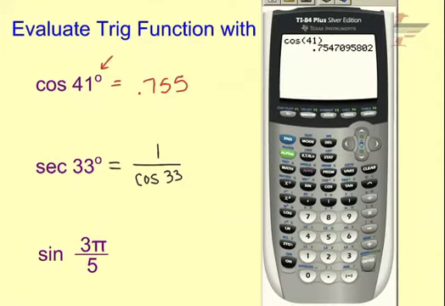So this is what gets typed into our calculator. 1 divided by cosine of 33 degrees. And we get 1.192.